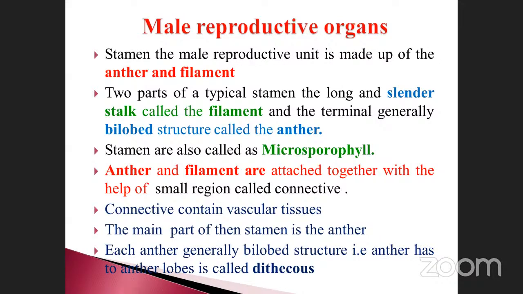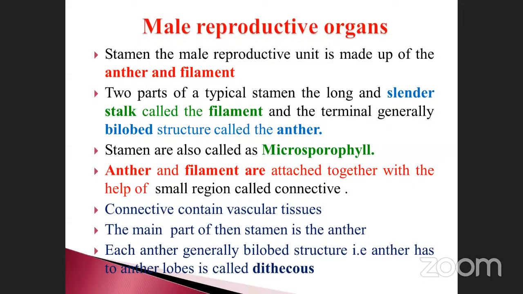Anther and filament are attached together with the help of a small region called the connective. Already told you about the connective. The connective tissue is called vascular tissue. Already told you about parenchymatous tissue, but here it is vascular tissue. The anther and filament are connected by a small connective tissue. That connective tissue is called vascular tissue. Note it down. Very, very important.